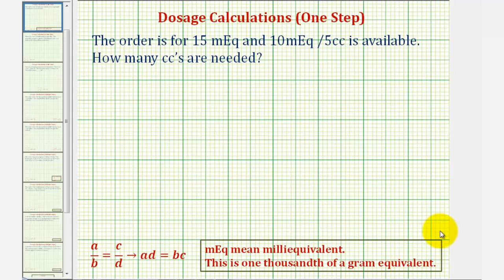Welcome to a one-step dosage calculation. The order is for 15 mEq and 10 mEq per 5 cc's is available. How many cc's are needed?